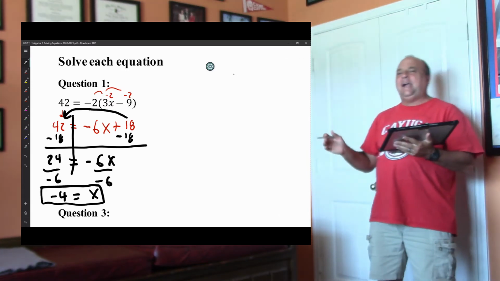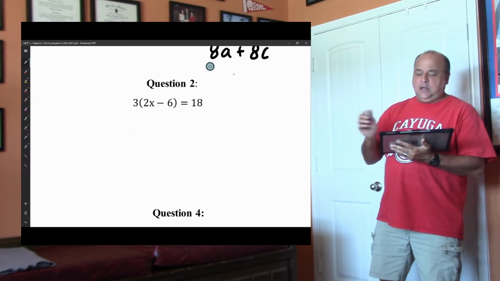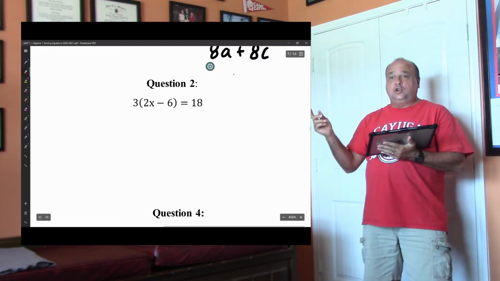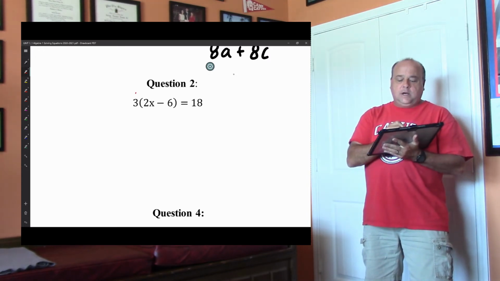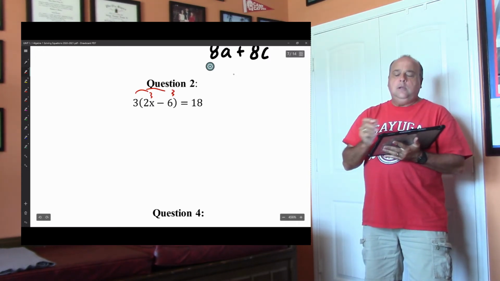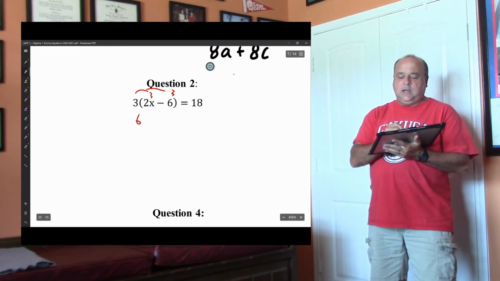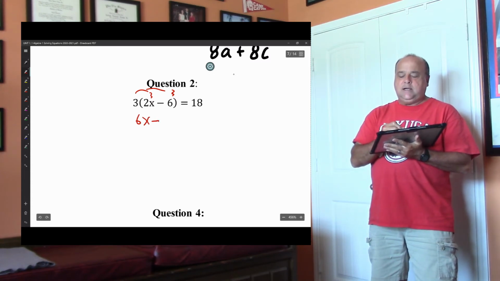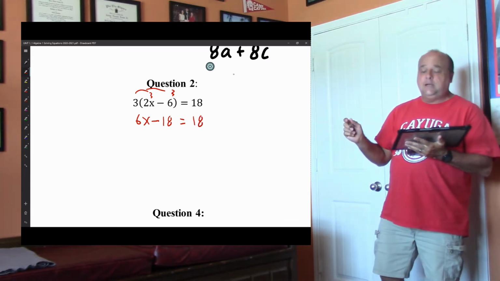What a blast! That is so much fun! Now then we're going to go to the next one. Our bluebell truck on this one's which one? That's right, it is 3. So we're going to take the 3 and distribute, and then we're going to do sign, number, letter. So 3 times 2 is 6, the letter's X, a positive times a negative is a negative, 3 times 6 is 18, and this 18 drops. So all I did was multiply 2 and 6 by 3, didn't I?